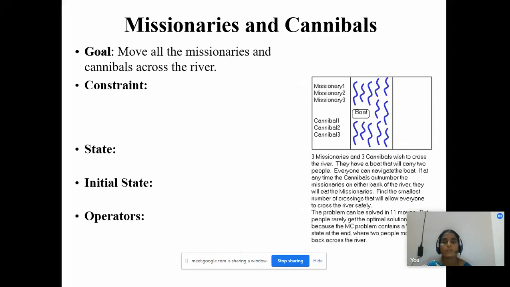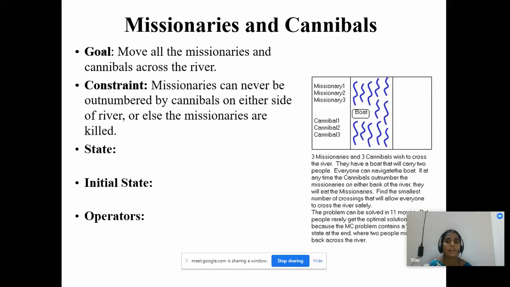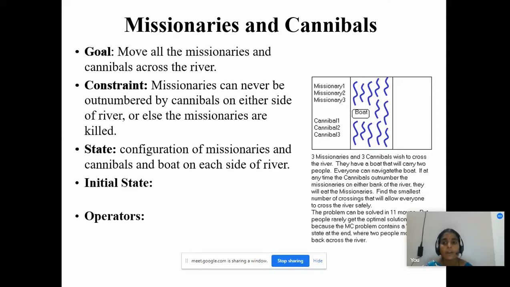Now see, in missionaries and cannibals, what is the goal here? Move all missionaries and cannibals across the river safely. What is the constraint? The missionaries count can never be outnumbered by cannibals on either side of the river. On both sides, the missionaries count should not be less than the cannibals count. Here the state is the configuration of missionaries, cannibals and the boat on each side. So what does the state represent?